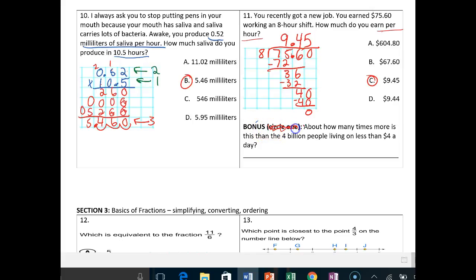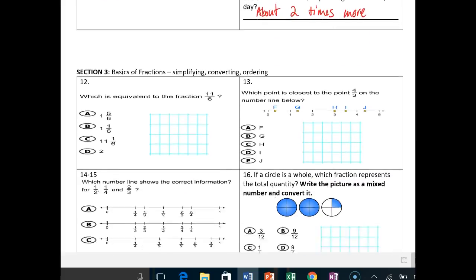I hope I told you to cross that off. About how many times more is this than the 4 billion people living on less than $4 a day? So $9.45, it's about 2 times more. About 2 times more. Making twice what those people are living on a day.